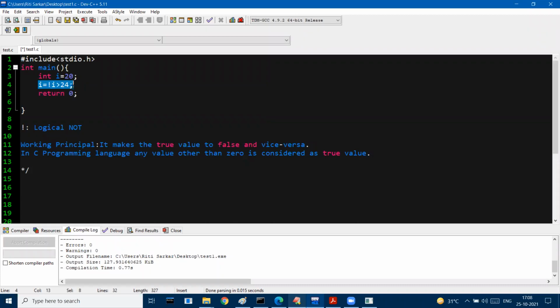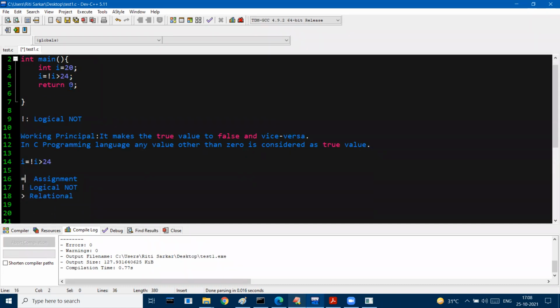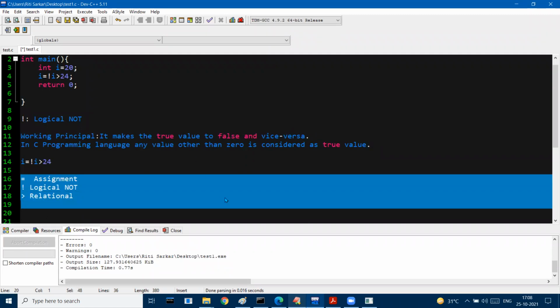In this line, how many operators are used? One is the assignment operator, one is logical NOT. This is known as logical NOT, this is known as the assignment operator, and this is known as the relational operator. These many operators are used here. Now, who has the highest precedence among these three?